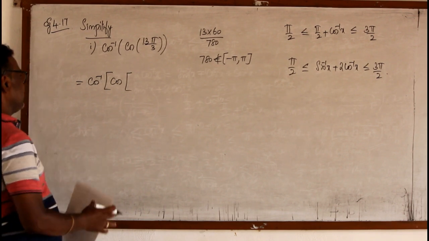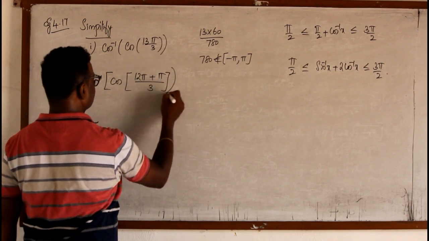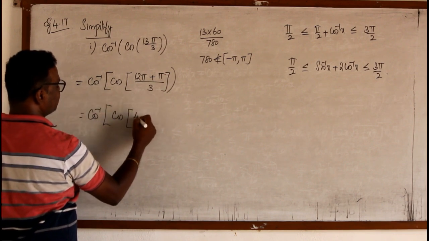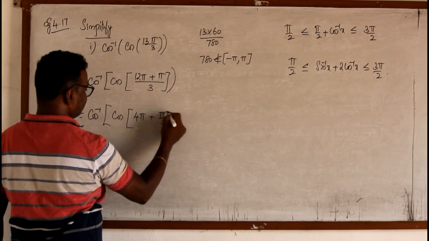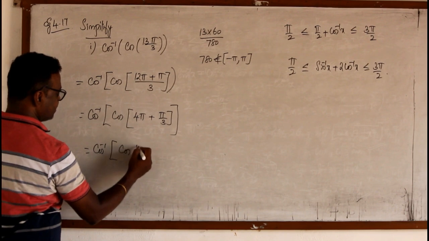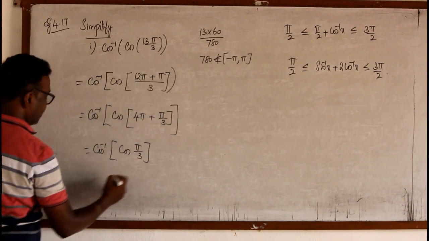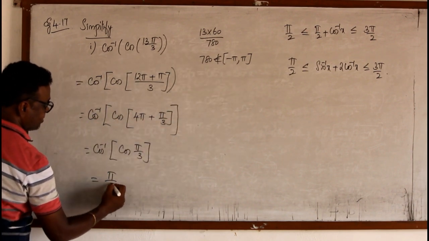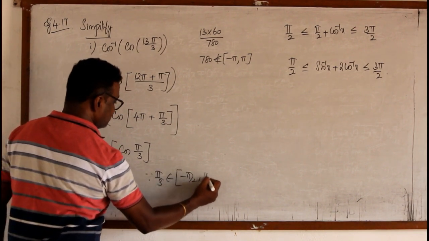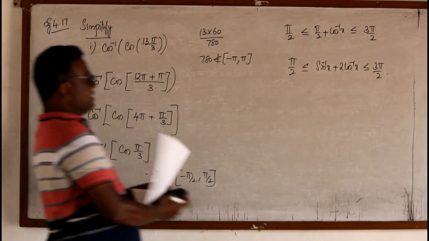13 pi by 3 can be written as 12 pi plus pi by 3. Now it is cos inverse of cos of, when I divide by 3, it is 4 pi plus pi by 3. 4 pi means 2 rotations, that is 0. So cos pi by 3. Because 2 into 2 pi is 0. Now pi by 3 belongs to this interval. I can cancel cos and cos inverse. So it is pi by 3. Since pi by 3 belongs to minus 90 to plus 90. Because we know the domain of cos is minus 90 to plus 90.